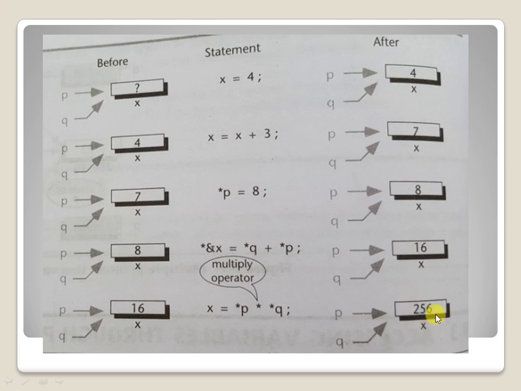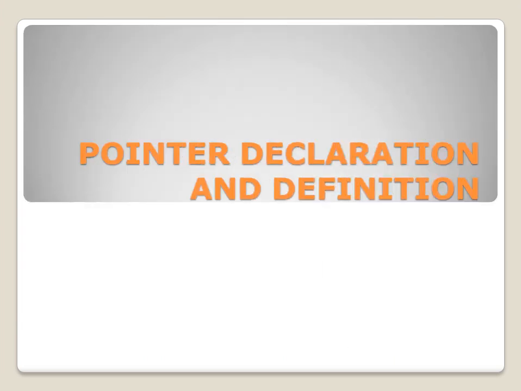So this is how you can access the variables and access the values through the pointer. So you have seen that pointers help you to access the value also. Okay, so let's see how you can declare the pointers and how you can define the pointers.